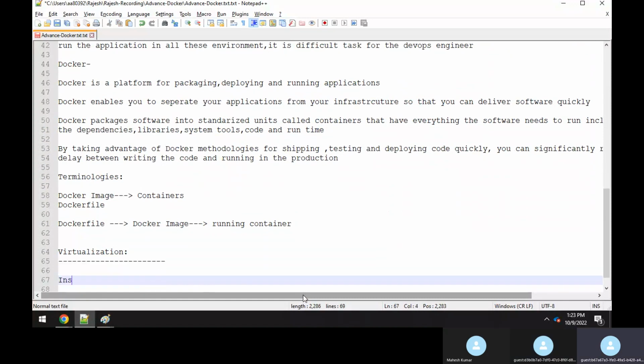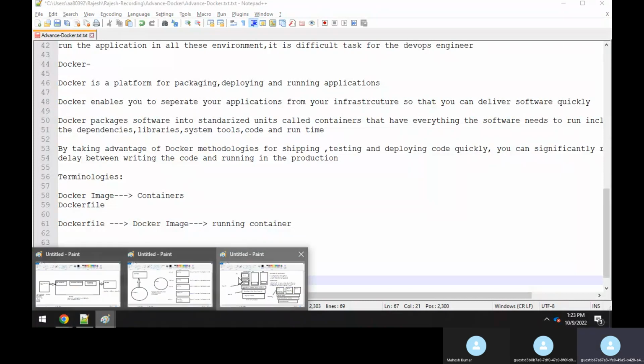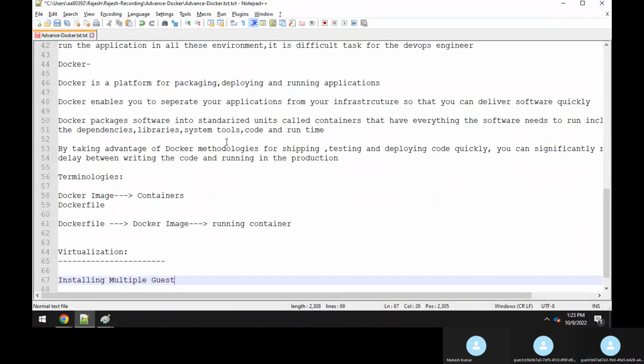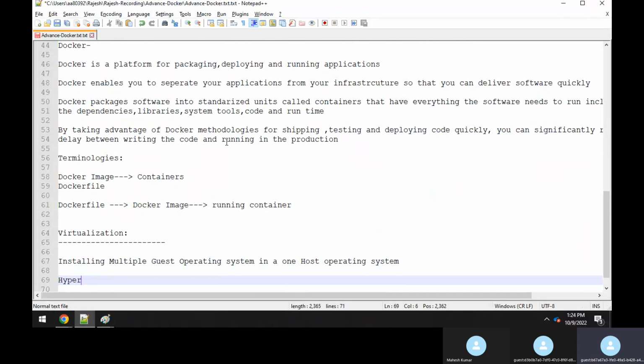So what is virtualization? You have to simply say, installing multiple guest operating systems in one host operating system. That's what we call virtualization. In a very simple term, having multiple guest operating systems in a single host operating system is called virtualization. And the next point, hypervisor software is used to achieve this.